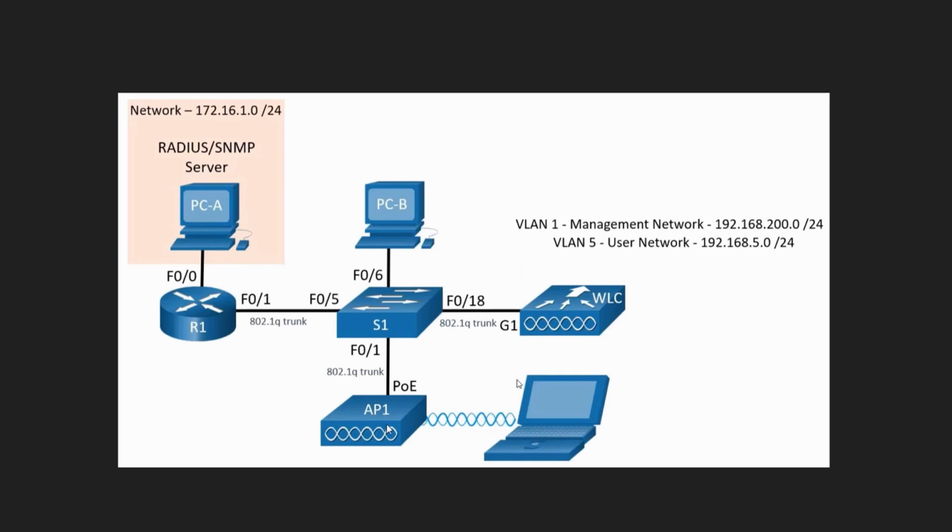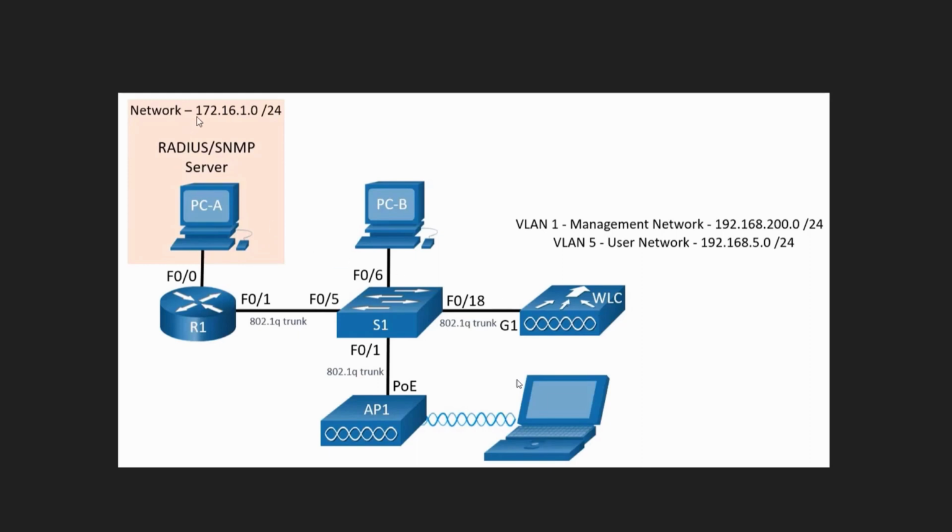As our users try to connect to the wireless network on access point 1, they'll be asked for a username password combo. As they type it in, access point 1 will communicate with the wireless LAN controller, and the wireless LAN controller will verify those usernames and passwords are correct with the RADIUS server. This is awesome.